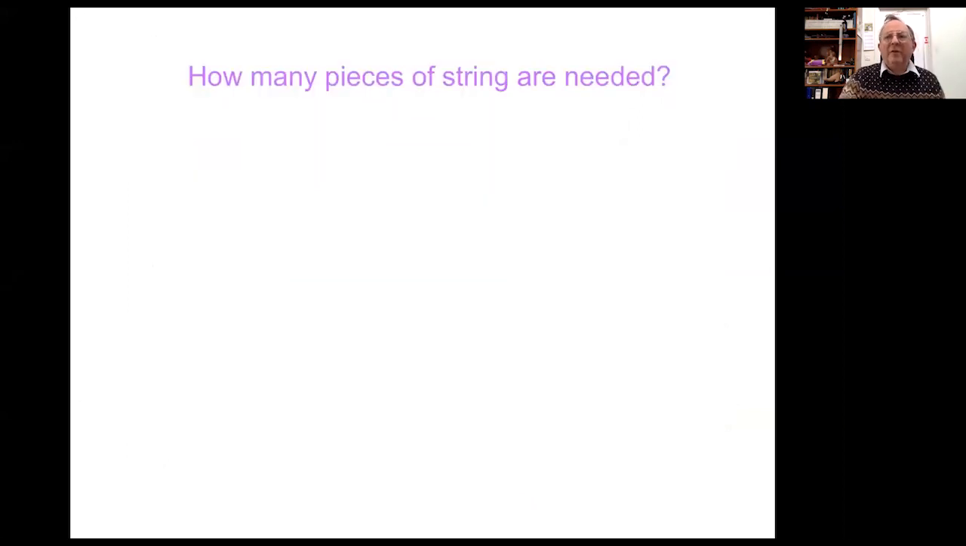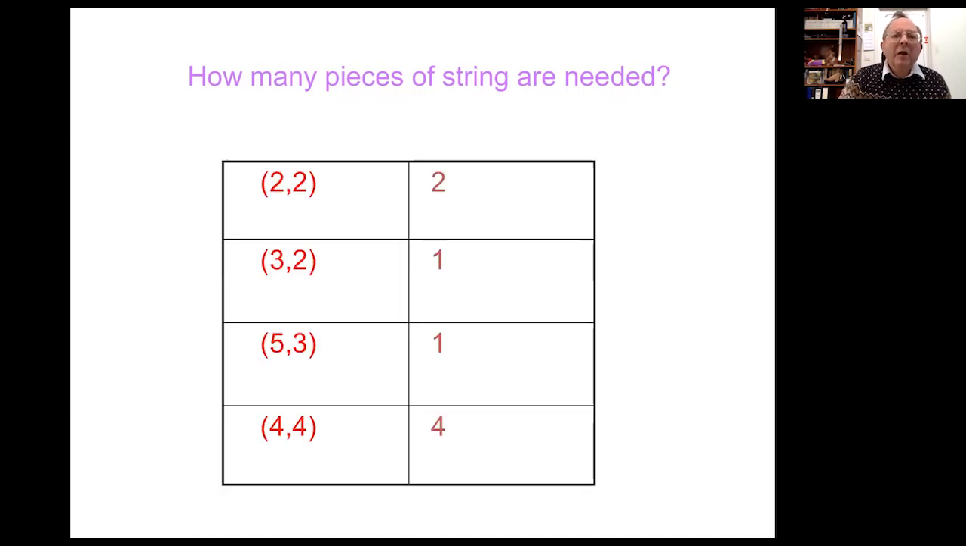Okay, so here's a mathematical investigation. Nothing like as complicated as the one Percy told us about with the infinite random graph, but nonetheless a mathematical investigation, which was done quite early on in people looking at Celtic knots and making weaving patterns. How many pieces of string are needed in order to make the knot on the grid pattern that we have? We can see that if you have a 2x2, you need 2 pieces of string, 3x2, 1, 5x3, 1, 4x4, 4.